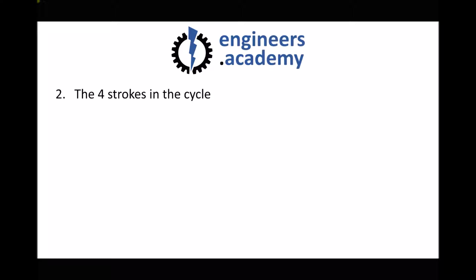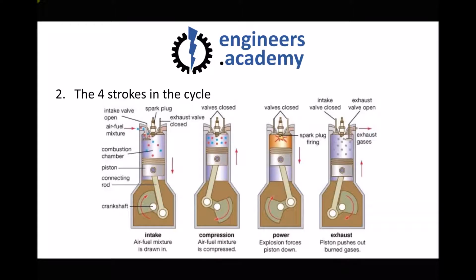Next, let's discuss the 4 strokes in the cycle. The first stroke is intake. Intake occurs when the piston is drawn backwards, and as it's drawn backwards, our intake valve is going to open. Note that being drawn into the cylinder is a mixture of air and fuel. We're going to have a large volume of air and a small volume of fuel, but they're pre-mixed before they enter the combustion chamber. Also note that when the air-fuel mixture is being drawn into the chamber, the exhaust valve must be closed. So the piston retracts, and as the piston retracts, the air-fuel mixture is drawn into the chamber.